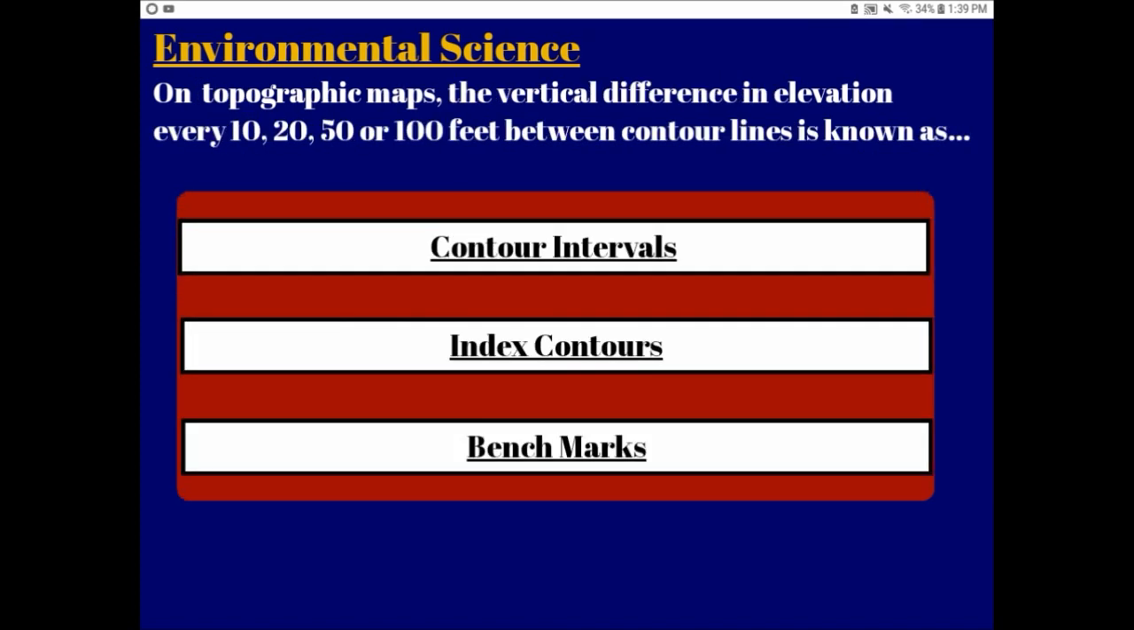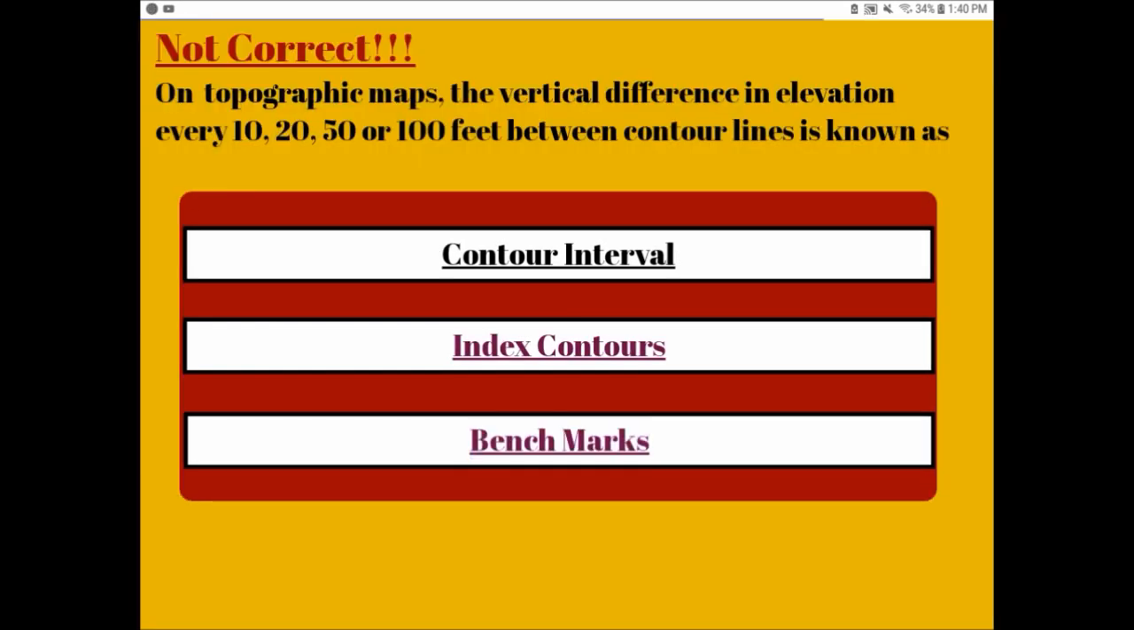On Topographic Maps, the vertical difference in elevation every 10, 20, 50, or 100 feet between contour lines is known as contour intervals, index contours, benchmarks. Let's say benchmarks. Okay, that's incorrect. The correct answer is contour interval.